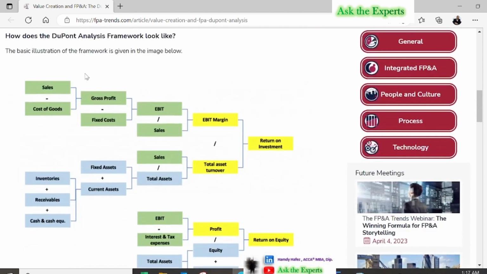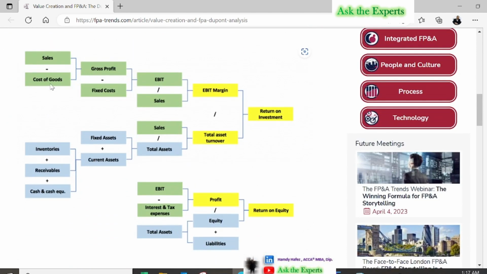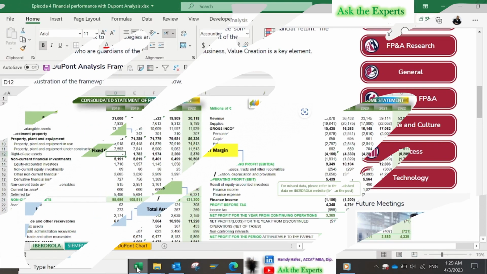Also, he presented the following image as a basic illustration of the DuPont framework. As you see, it's mainly based on two basic measures: the return on equity and the return on assets, or sometimes the return on investment.